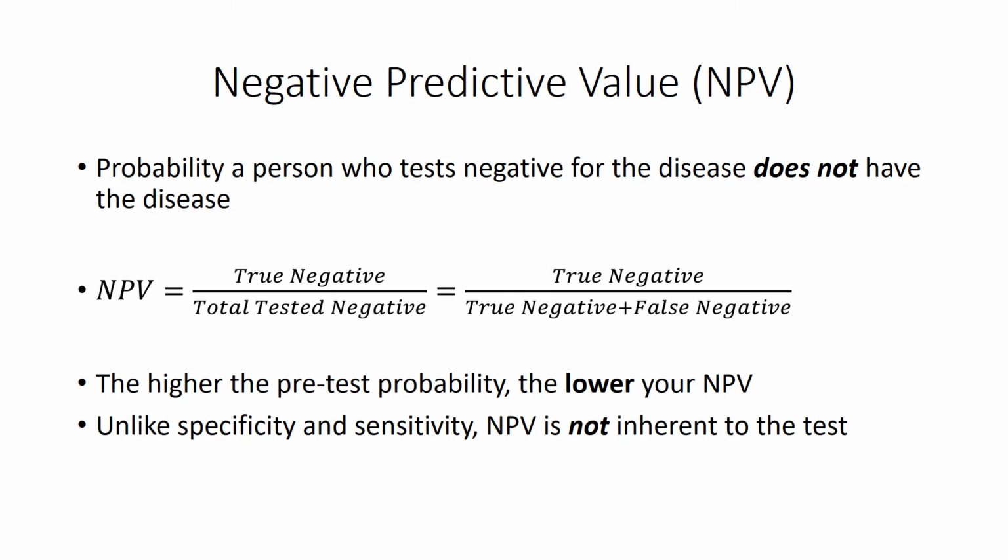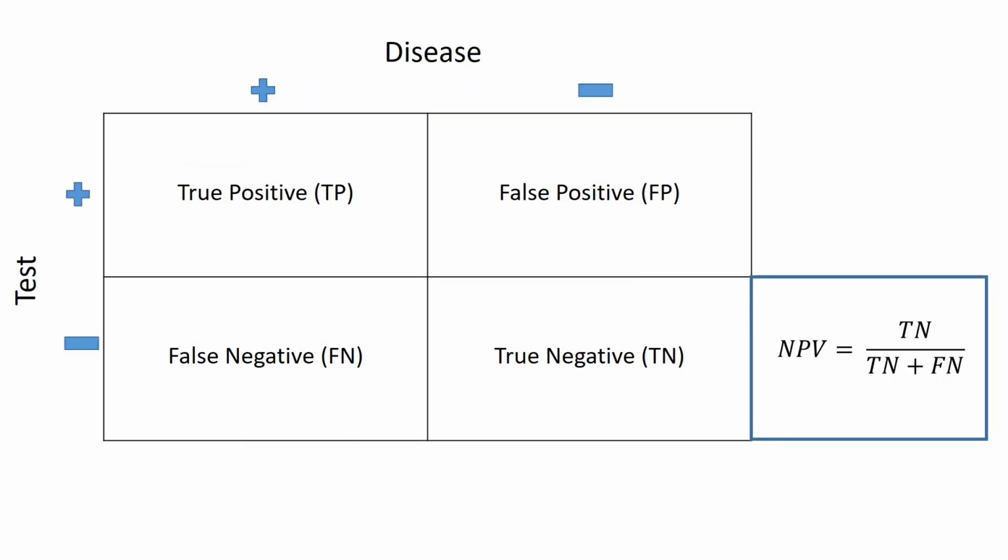Again, like positive predictive value, it's not inherent to the test. And the higher your pretest probability, the lower your negative predictive value is. So we go back to our 2 by 2 table, we look at that second row, and it's true negatives over true negative plus false negatives.